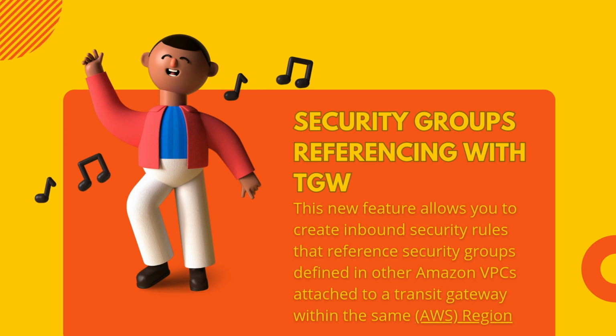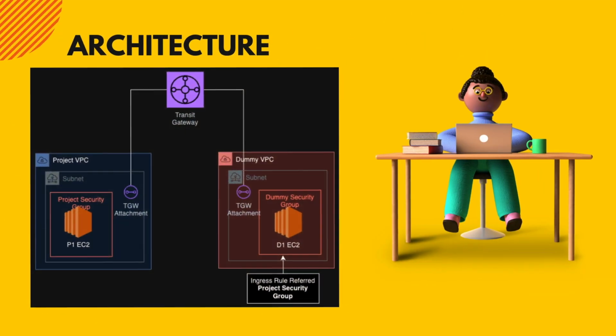For the demo, I am going to deploy this architecture. It consists of two VPCs. One is named Project VPC and the other Dummy VPC. Both the VPCs will be attached to a transit gateway using VPC attachments, and then we will create two EC2 instances, one in each VPC, and will refer the security group in Project VPC as an inbound rule for the security group rule in Dummy VPC. And then we are going to connect to the D1 EC2 from the P1 EC2 instance.